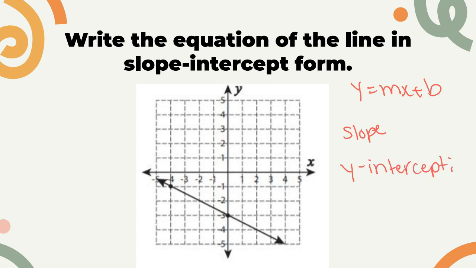So my y-intercept is super easy to figure out. I look at my y-axis, and where does it cross? It crosses right there at -3. So my y-intercept is -3. So now I have a point right here that I already have, and then I have a point right here.